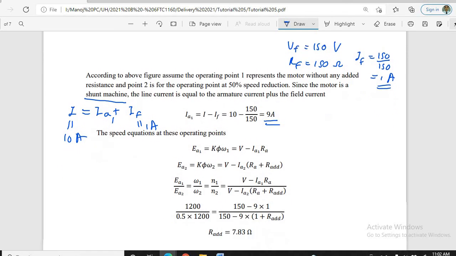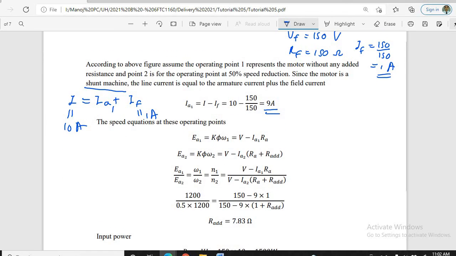And then we know that Ea1, the back EMF, is equal to K5 omega 1, which is equal to V minus Ia1 into Ra, right? So what is this voltage? Voltage is the terminal voltage because this is a shunt, right?